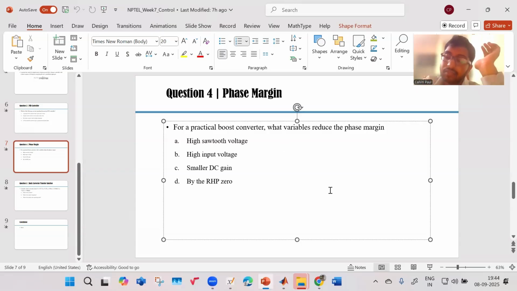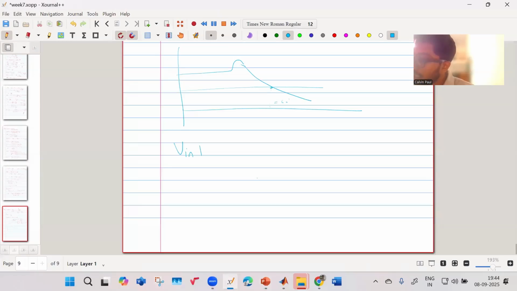Okay, so let me write it down. I'm also getting confused. So if your Vin increases and your omega RHP also comes closer, your phase margin will reduce. But if your VM increases and your DC gain gets lower, then your phase margin will increase. Okay.